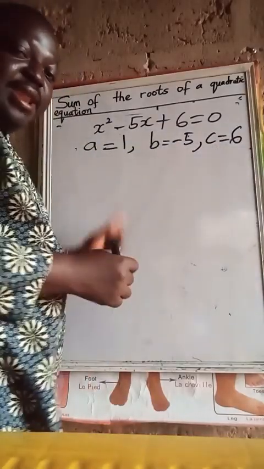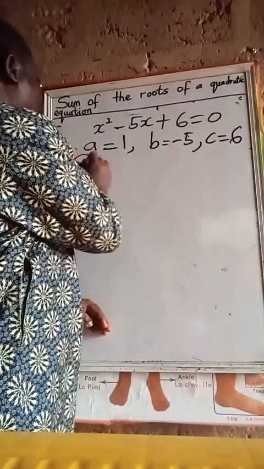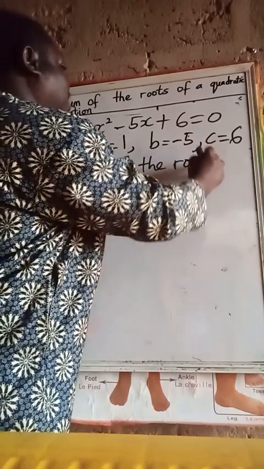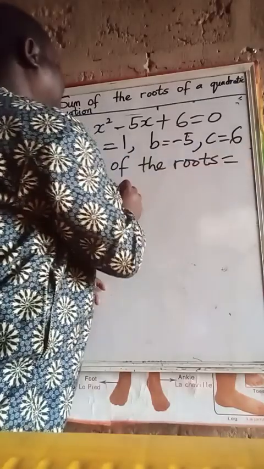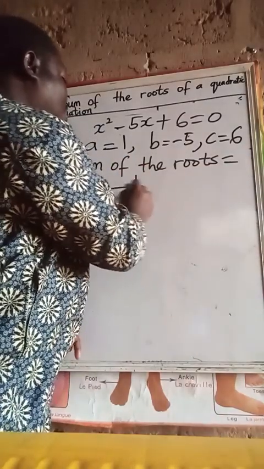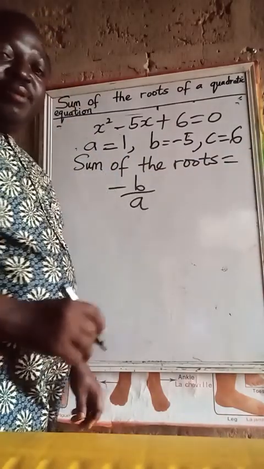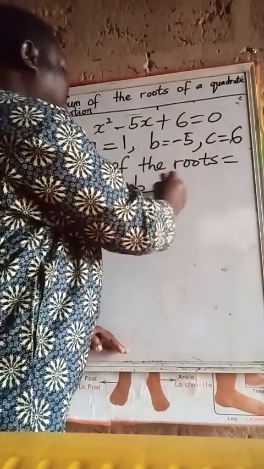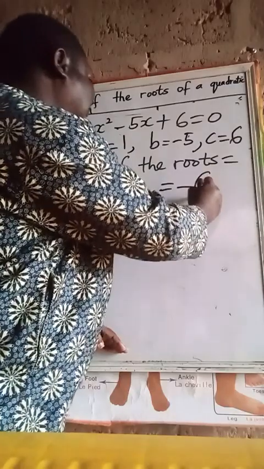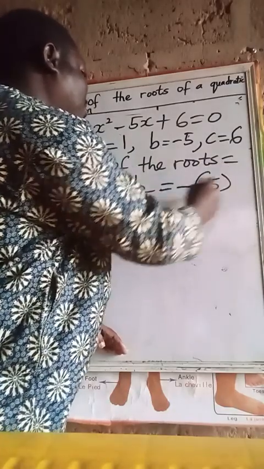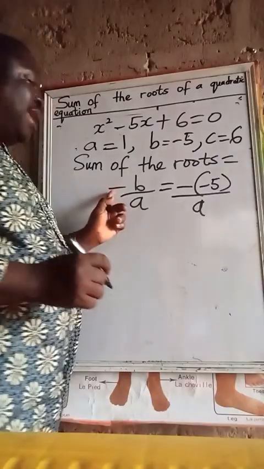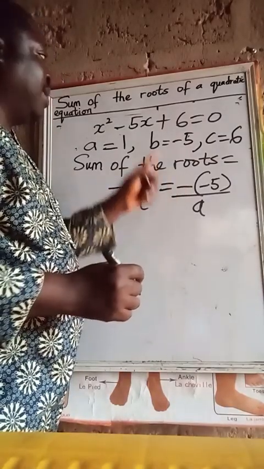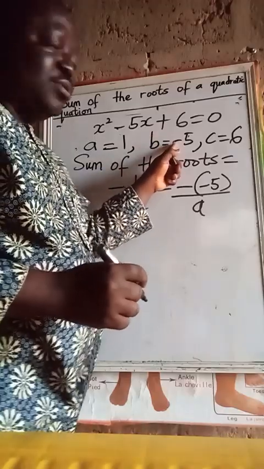So from here now, we can now say sum of the roots of this equation without working it out is equal to minus b over a. Minus b over a. And what is our b? Minus 5. This is equal to minus times minus 5 all over a. Don't forget there is minus before the b. So that is why I wrote this minus. Then b itself is minus 5.